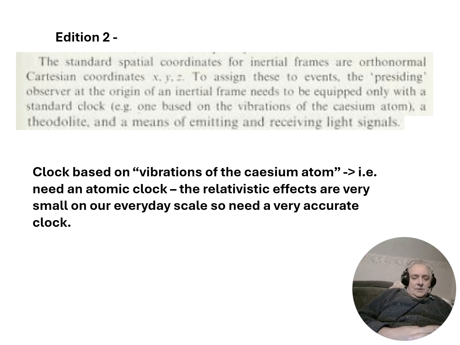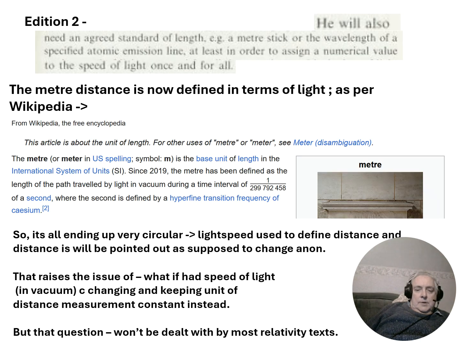A clock based on vibrations of the cesium atom means an atomic clock. The relativistic effects are very small on an everyday scale, so you need a very accurate clock. Presumably he's talking about a very specific type of clock that can show these very small relativistic effects. So the book carries on.